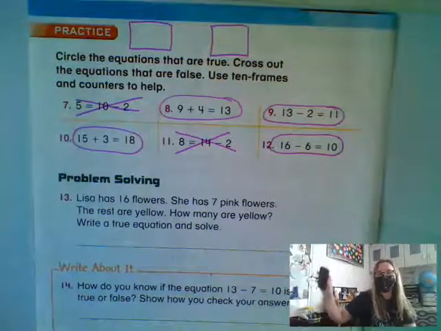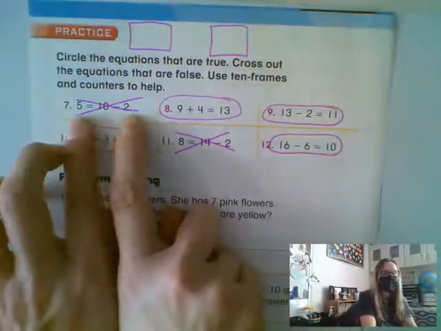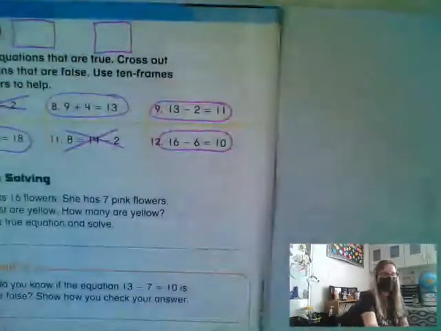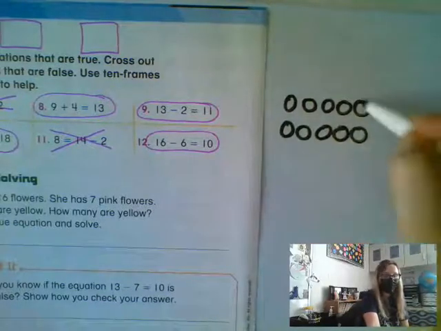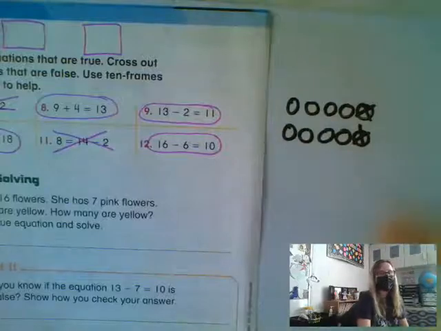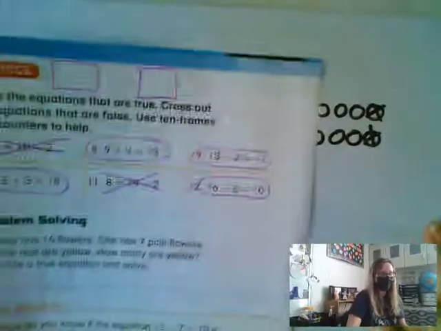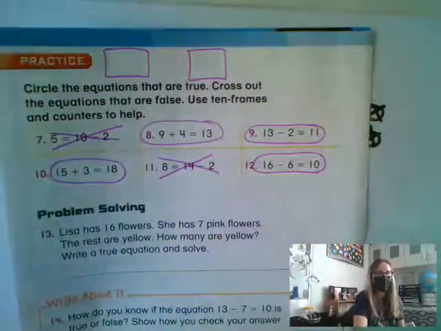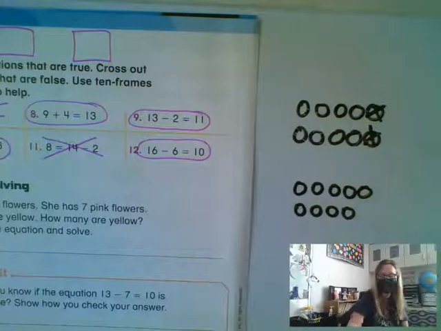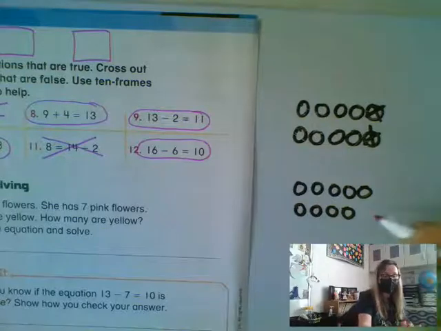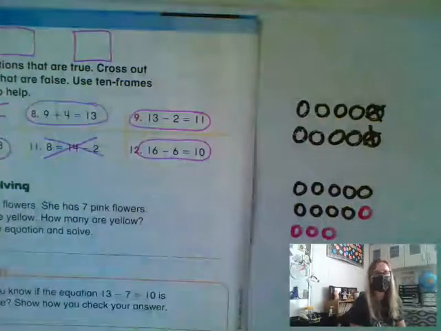All right, so if you would like to compare your answers to mine now, the first one said 10 take away 2 equals 5. When we drew out 10, 1, 2, 3, 4, 5, 6, 7, 8, 9, 10, and took away 2, we had a lot more than 5. So we said that one is not true. That is false. For 9 plus 4 equals 13, if I start with 9, 1, 2, 3, 4, 5, 6, 7, 8, 9, and I add in 4 more, I'd get 10, 11, 12, 13. So that one was true. You should have circled it.